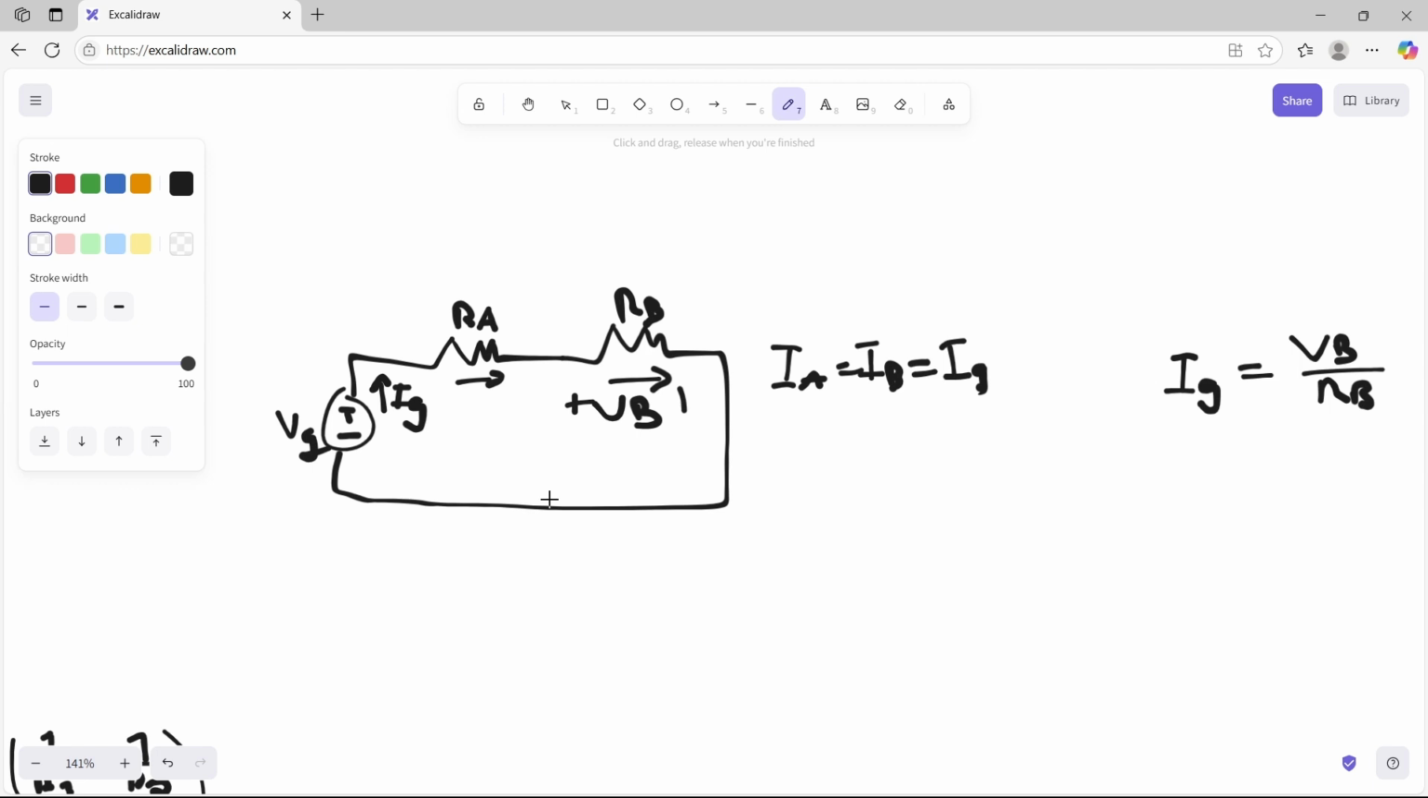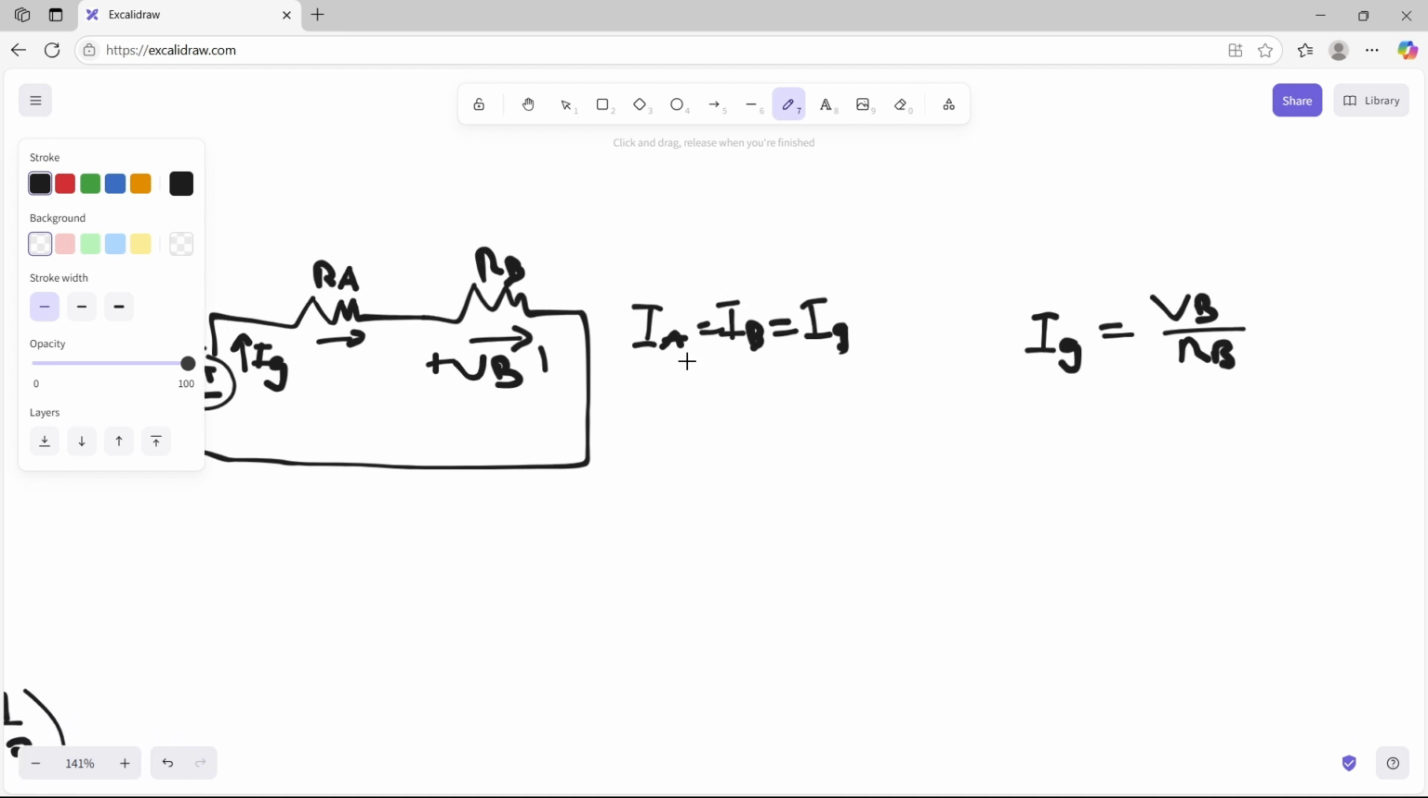So, like we just talked about before this cutoff, hopefully if I can get everything to stitch right, the current flowing from VG, which is IG, is equivalent to the current through RA and RB. Like we discussed previously, when things are in series, they have the same current passing through them. So we build this relation that IA equals IB equals IG.